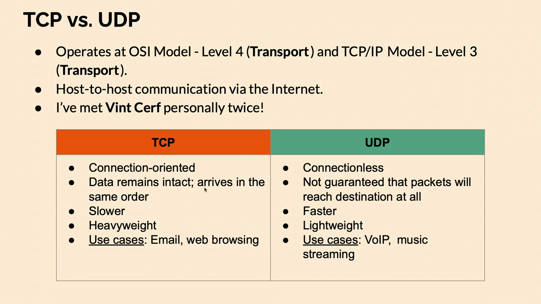And the difference between the two is that TCP is connection oriented, UDP is connectionless. With TCP, the data remains intact. With UDP, it's not guaranteed that the packets will reach the destination at all. TCP is slower and more heavyweight, and UDP is faster and more lightweight. TCP is used for, say, email and web browsing, whereas UDP is used for voice over IP and music streaming. Operating at level 4 of the OSI model and level 3 of the TCP model.